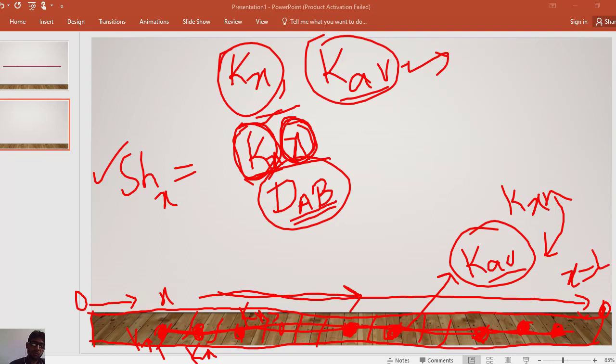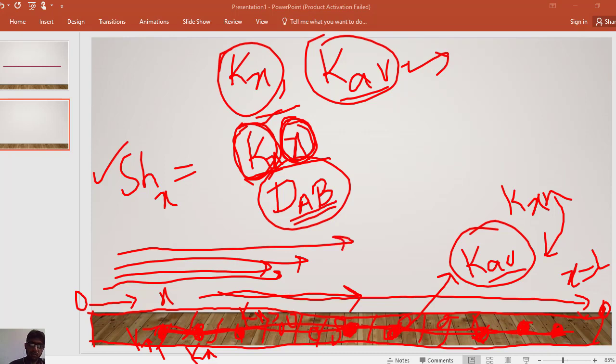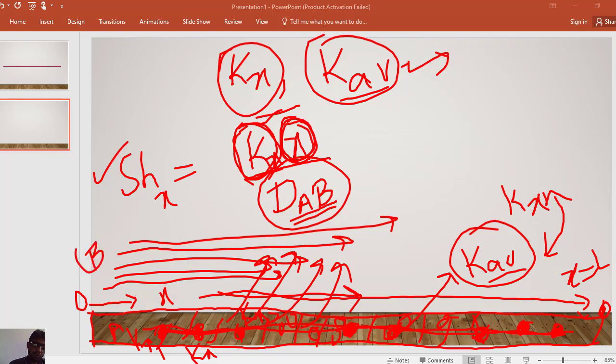Suppose this is a plate surface which is covered with some soluble material. When the liquid is flowing on the surface of this plate, then the material will be dissolving in the liquid water. Suppose component A is present here, and this is component B. So the diffusivity of component A in component B will be given by D_AB. So this is the local Sherwood number.